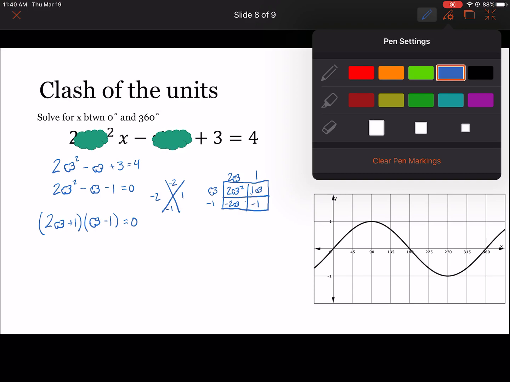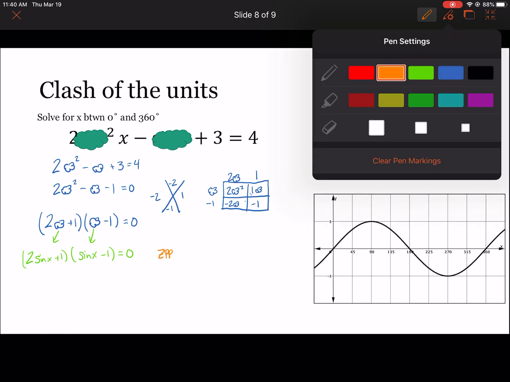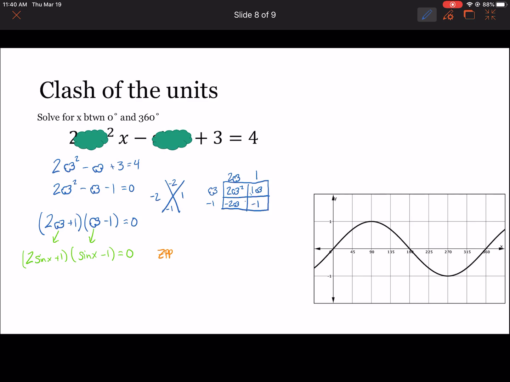From here is the moment where I would like to remind you that blob is not actually what we are dealing with. What we are instead dealing with is sine of x. So I've got sine of x replacing both of these blobs. And again, from here I'm going to use zero product property, our BFF, to help us continue to solve. So now, either 2 sine x plus 1 equals 0, or sine x minus 1 equals 0. So sine x minus 1 is the same as saying sine of x equals 1.